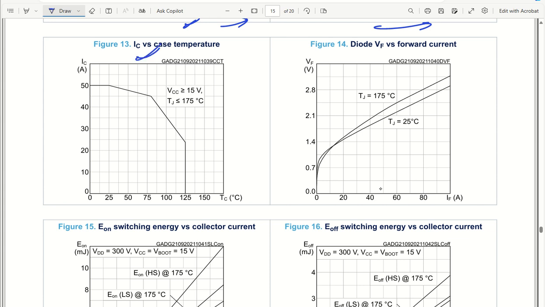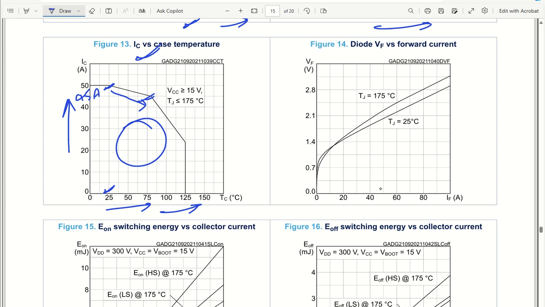So what is the collector current? As collector current increases, my temperature is there. So the safe operating area is this one. Up to a collector current of 50 amperes, you can work up to 25 degrees centigrade. As my temperature increases to, let us say, 75 degrees centigrade, your collector current must reduce like this. It should reach 45 amperes. Here it is 45 amperes.